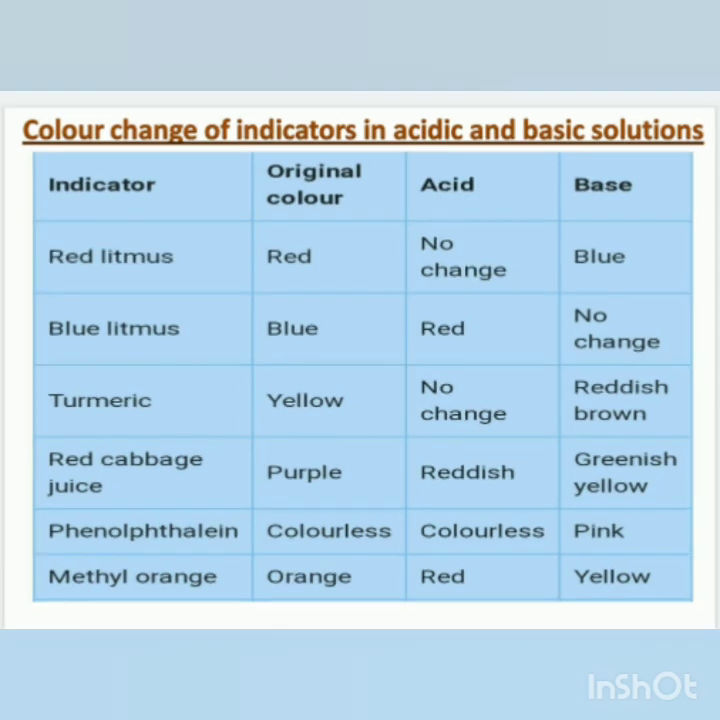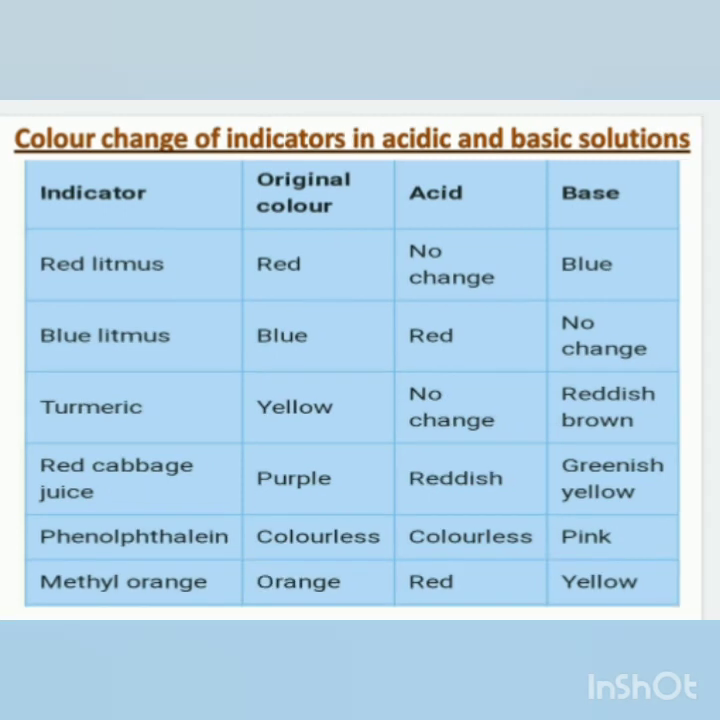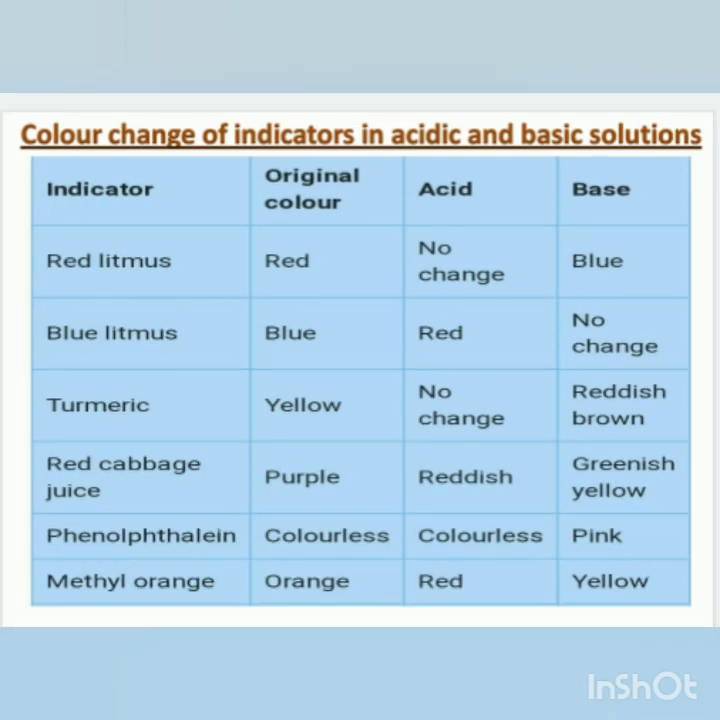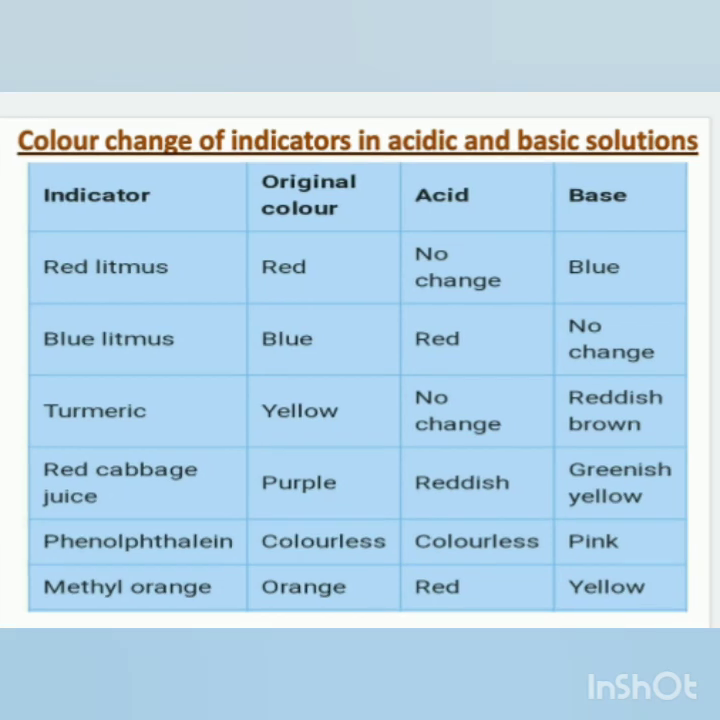Like red litmus, there is no change in the color of litmus paper in acidic solution, but in basic solution, red litmus turns into blue. You can learn in this way that B for base and B for blue means red litmus is converted into blue with base. Blue litmus turns red in acidic solution but no change in basic solution.